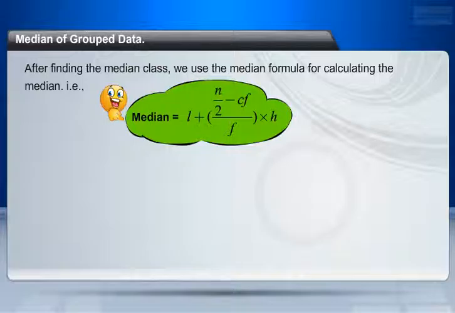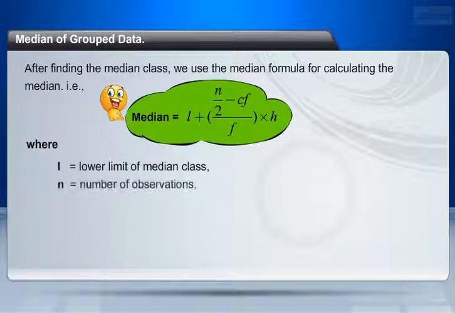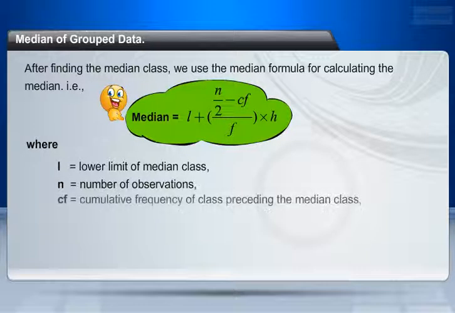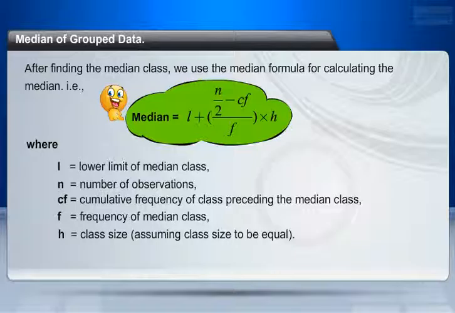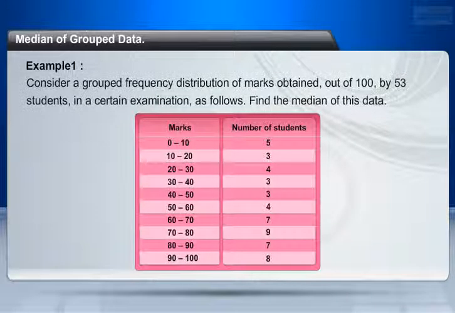Median equals L plus n by 2 minus CF by F into H, where L equals lower limit of median class, n equals number of observations, CF equals cumulative frequency of class preceding the median class, F equals frequency of median class, H equals class size, assuming class size to be equal. Let us now see some examples to find the median of grouped data.